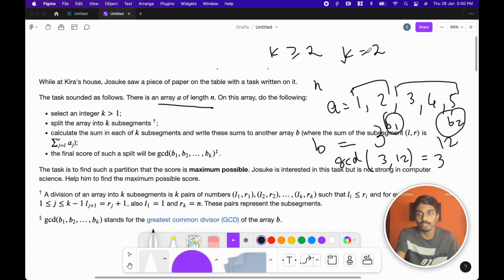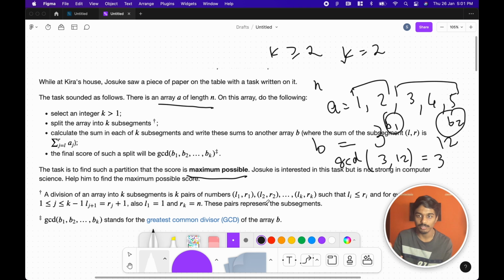So what did we do? We took a k, we split the array into k subsegments, we took the sum of each of the k subsegments, then put all the numbers inside the GCD function. The GCD function gave a number, and that is called the score. Our task is to find a partition such that the score is the maximum possible. We got 3, but it may be 30 or 12 or much more, it can be anything. Now Josuka is interested: we have to find the maximum possible score. They are just explaining what a k subsegment is and what GCD is. So that's the overall problem.